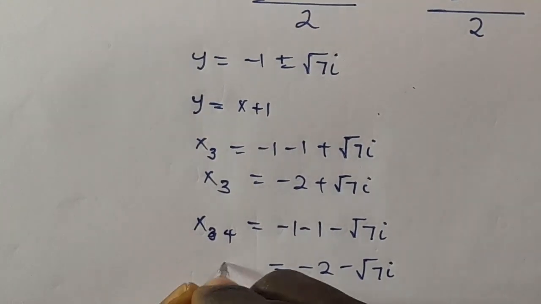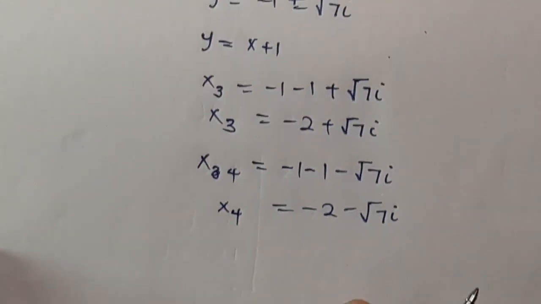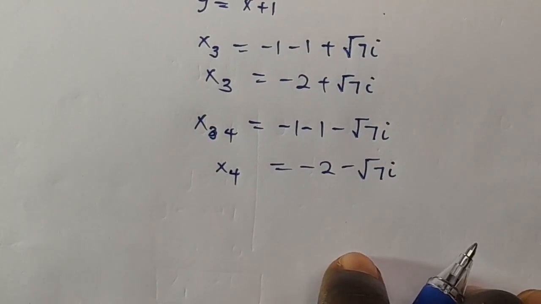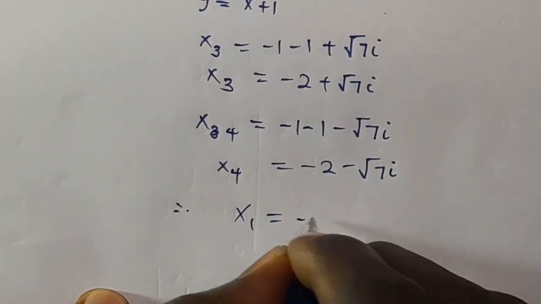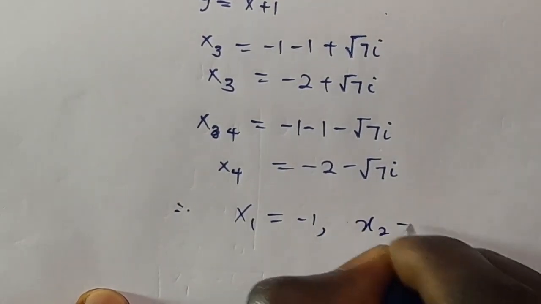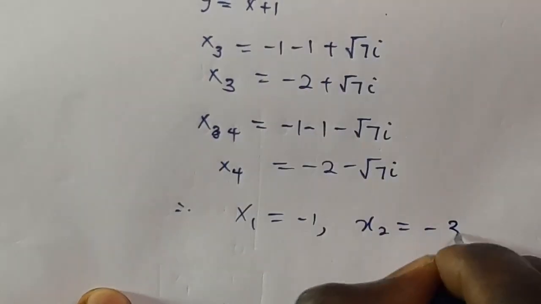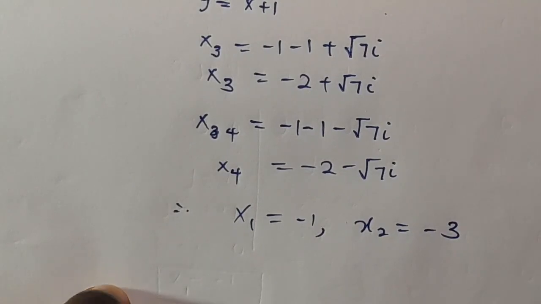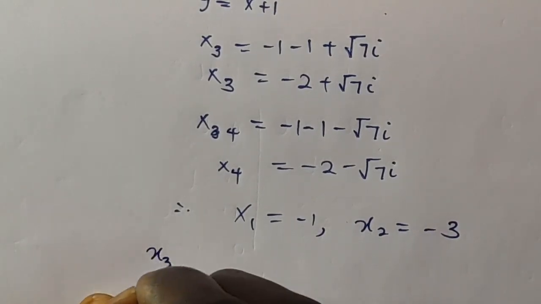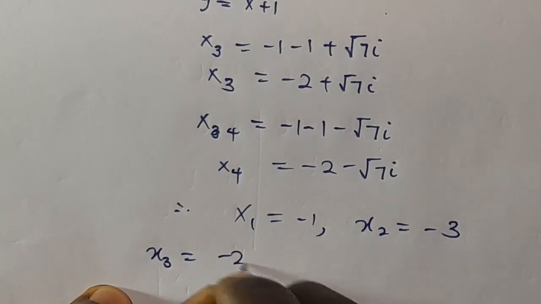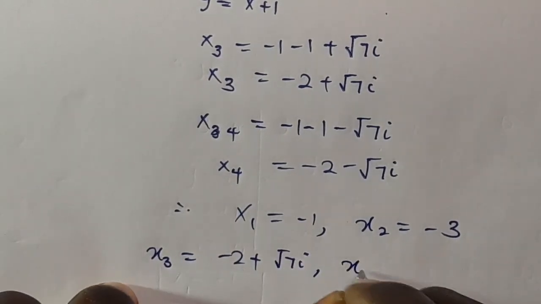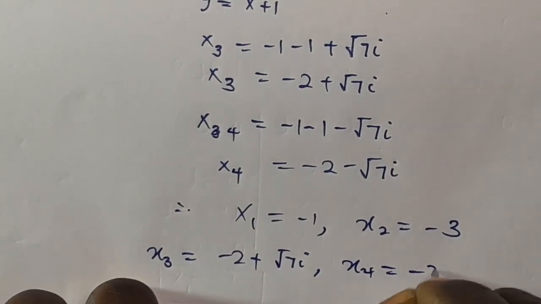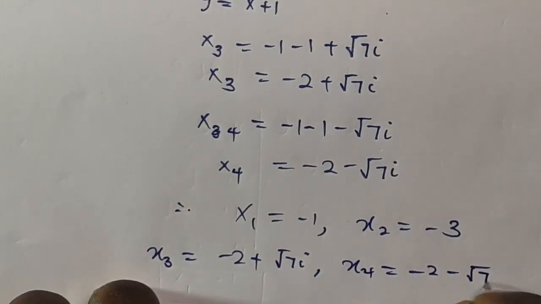That's our x4. So we can finally declare that we have x1 to be equals minus 1, x2 to be equals minus 3, then x3 to be equals minus 2 plus square root of 7i, then x4 to be equals minus 2 minus square root of 7i.